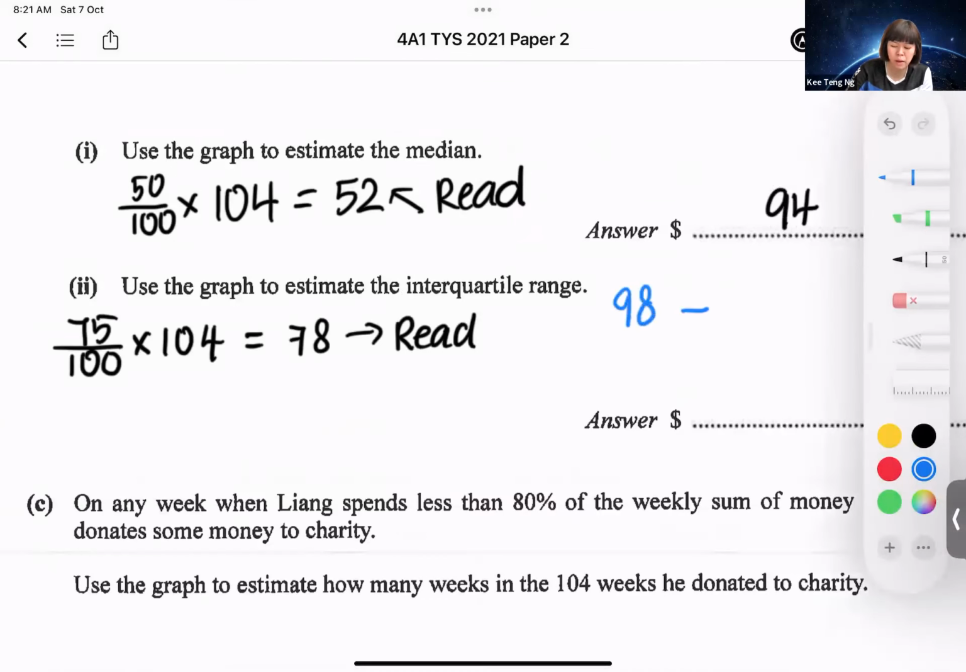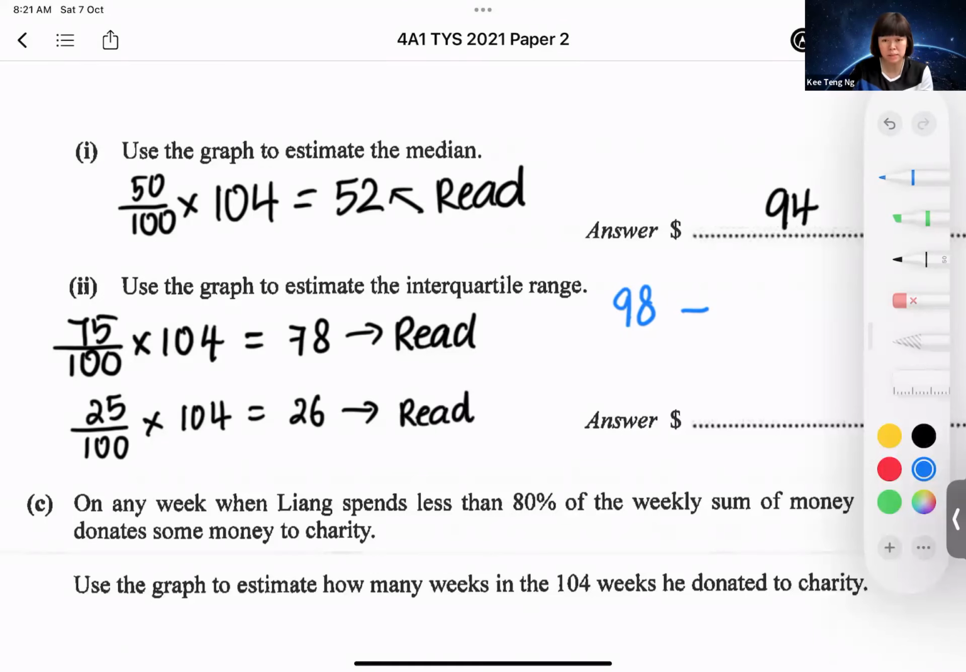I need to minus away my lower quartile. How many percentage is my lower quartile? My lower quartile will be 25% times total 104, not 120. That will give you the number 26. We have to read our graph. Okay, from the number, we read our number 26.